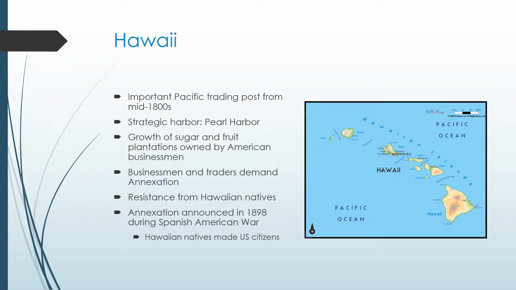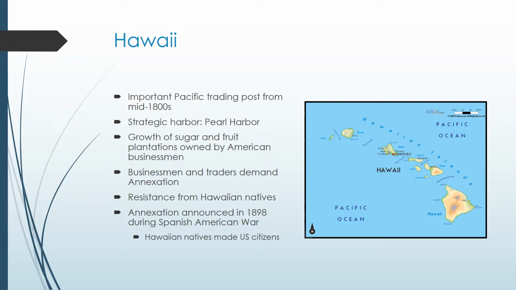Also on the Hawaiian Islands, you see the growth of sugar and fruit plantations that are owned by American businesses. And these businessmen, and also the traders who use Hawaii, beg the United States to annex Hawaii. Annexation is just where one country takes over some other part of the world.